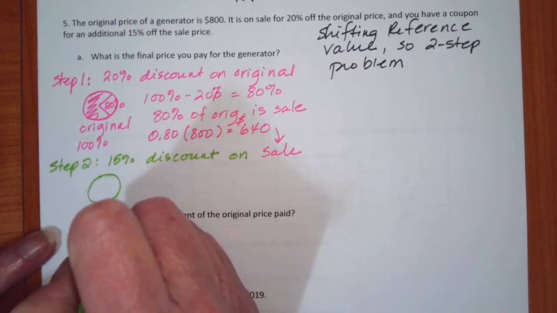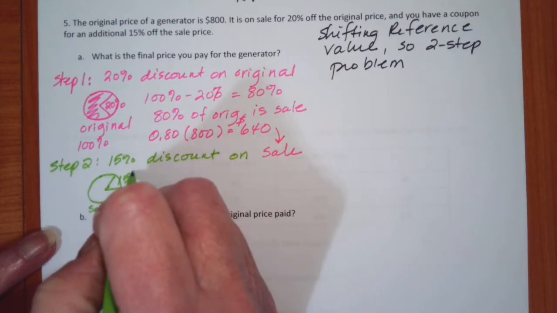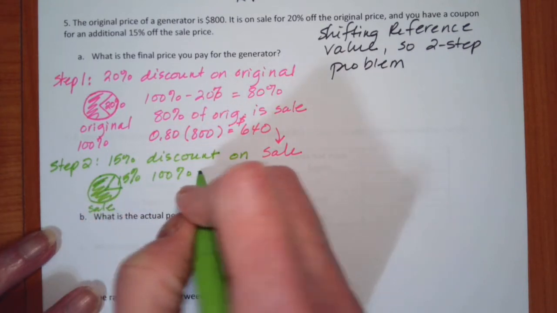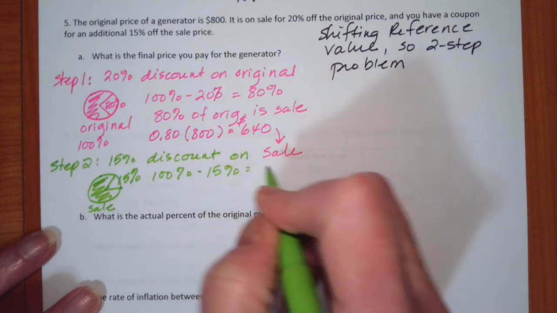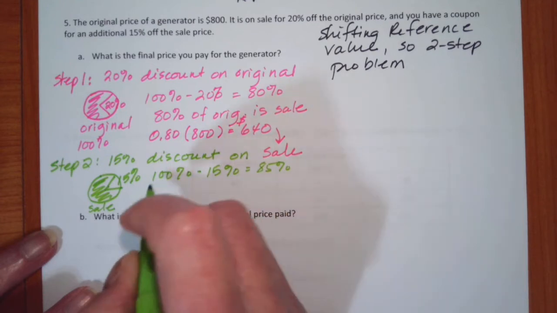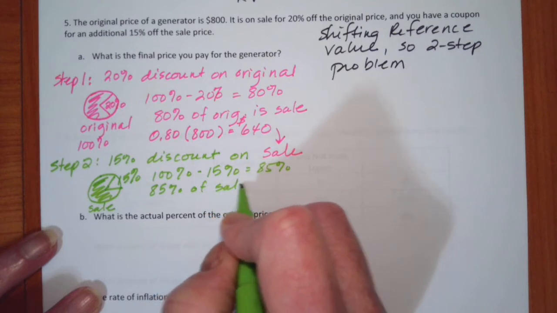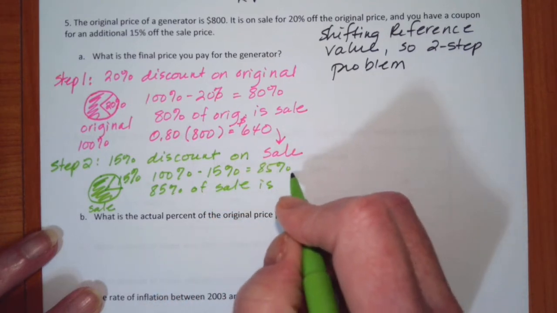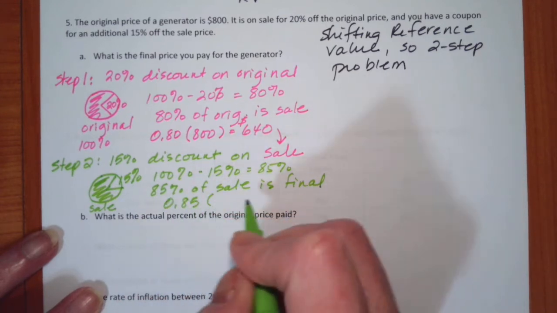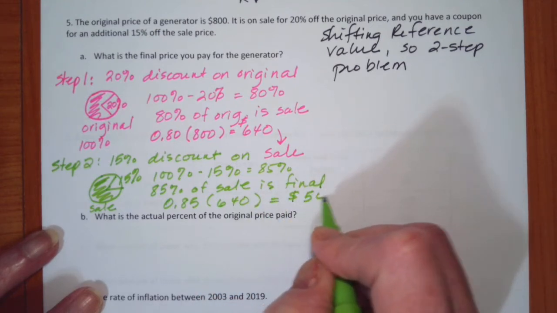So this is the sale price, and I'm taking away 15%. So 100% minus 15% is equal to 85%. So I'm looking for 85% of the sale price, which is the final price. So that's 0.85 times 640, which gives us a final price of $544.